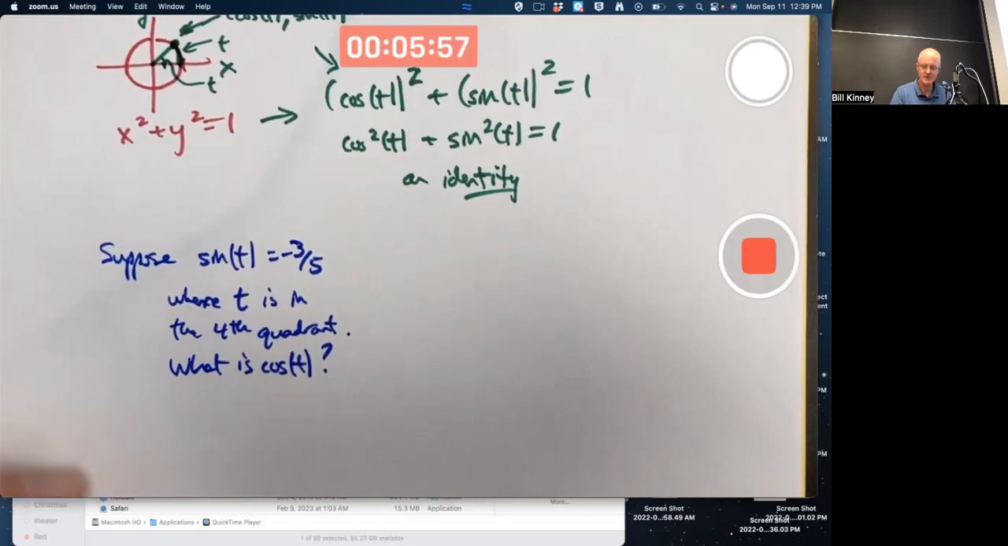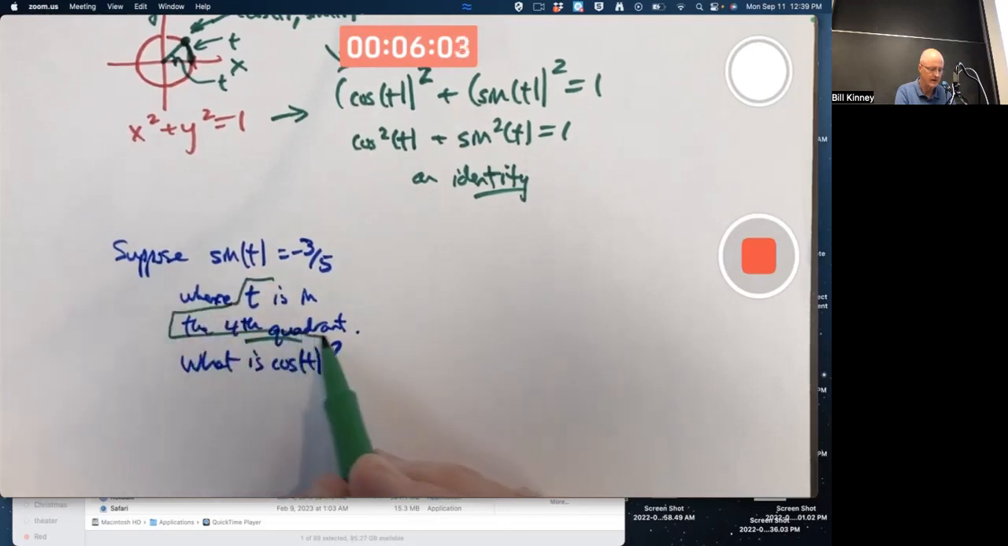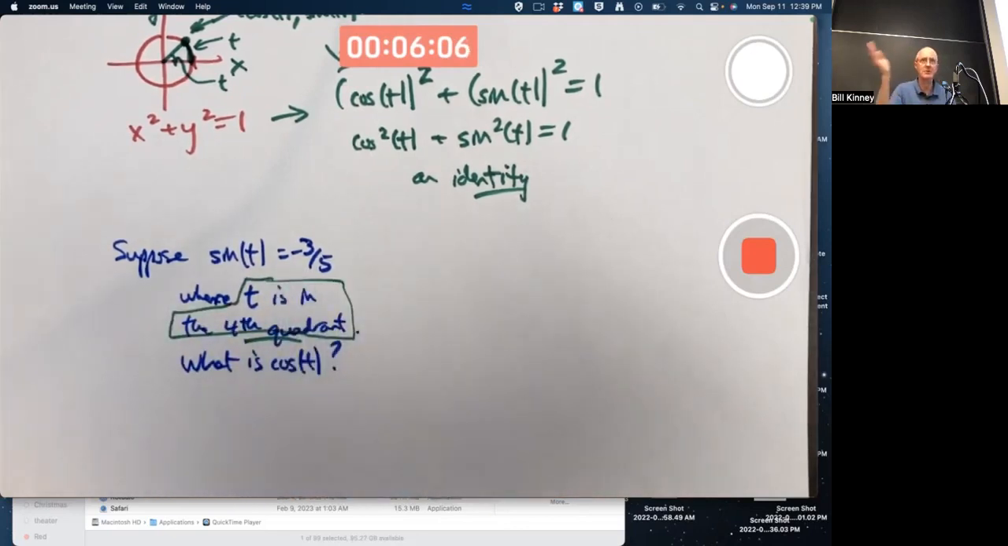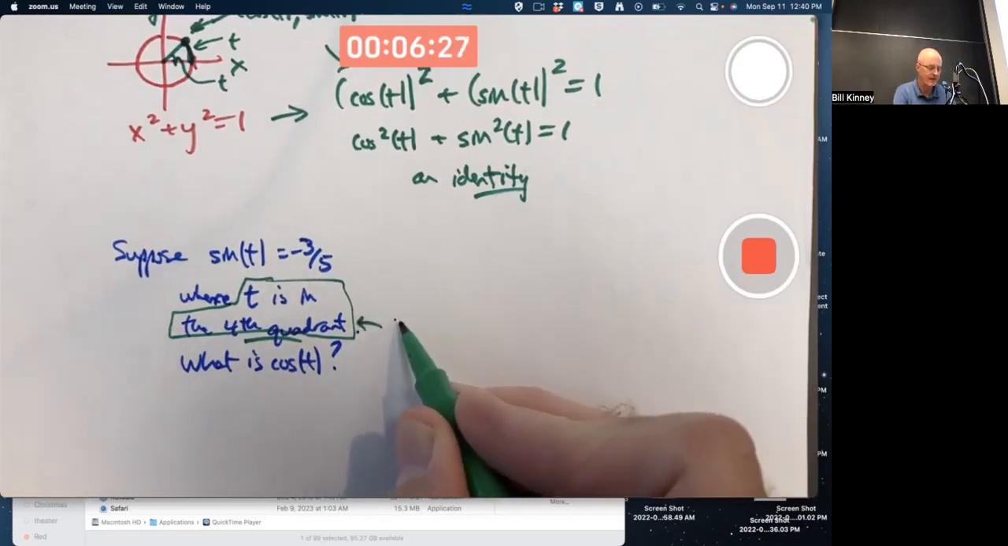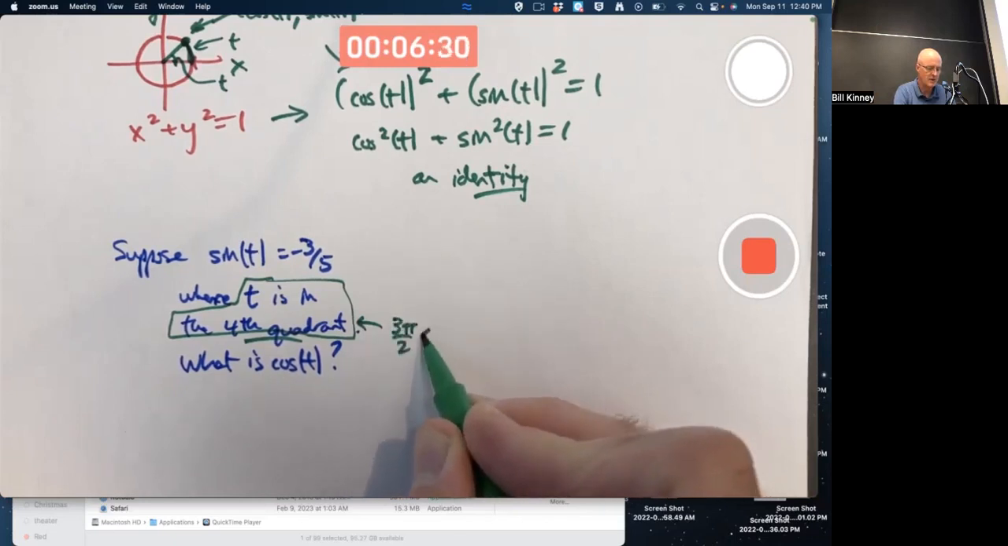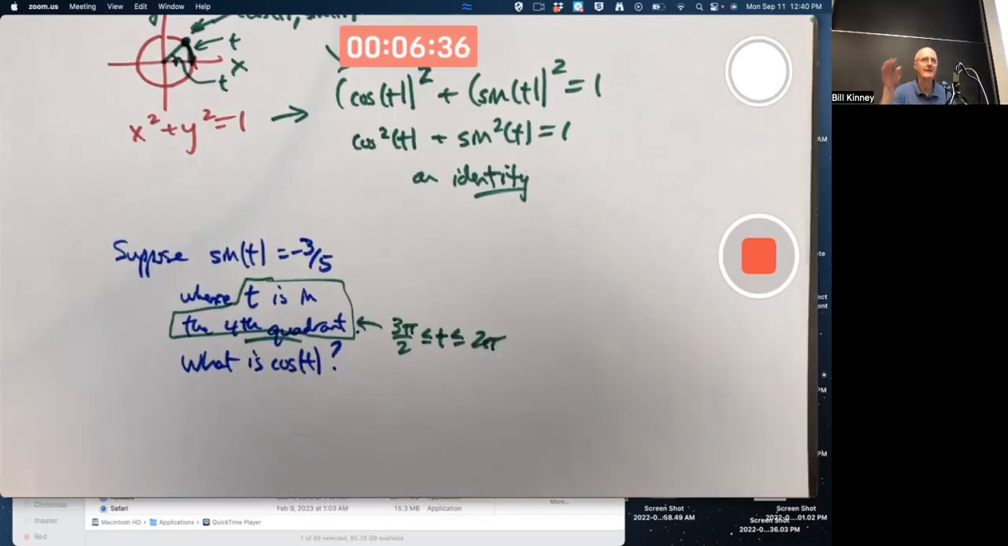When I say it's in the 4th quadrant, if you think of it as an angle, its radian measure would put it in the 4th quadrant. If you thought of it as just a pure number, not necessarily thinking of it as an angle, its numerical value would be between, well, in degrees, it'd be 270 degrees and 360 degrees. In radians, that's between 3 pi over 2 and 2 pi. That's the same as 270 degrees and 360 degrees.